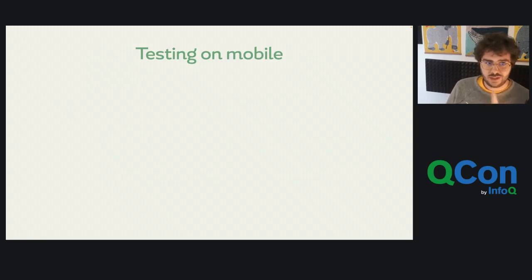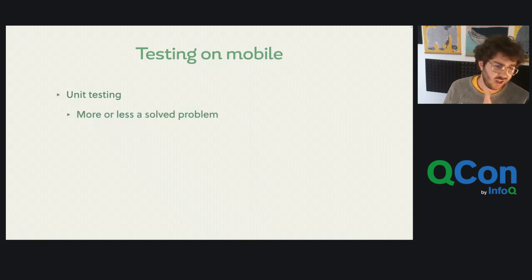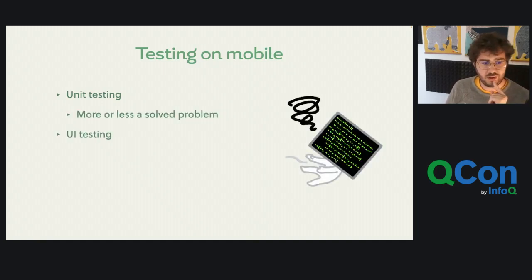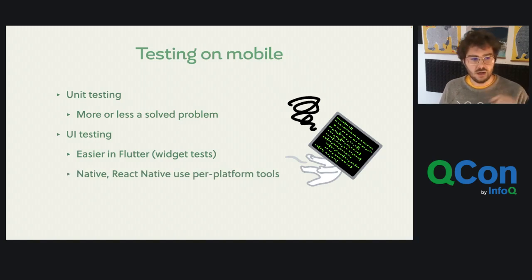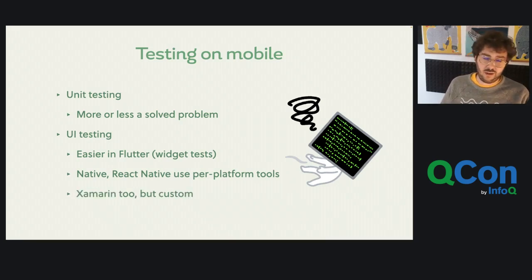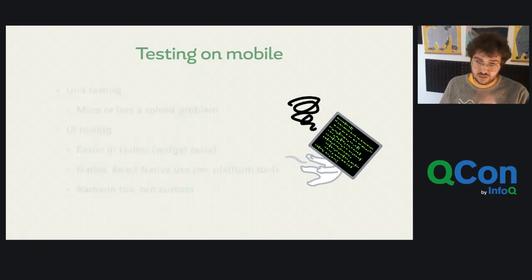Okay, last thing, testing on mobile. Remember, unit testing, kind of a solved problem on mobile, not that big of a deal. UI testing is where the problems are. As I mentioned earlier, Flutter is the framework with the best solutions when it comes to UI testing, because you can run so-called widget tests that are offline UI tests that are very useful, especially on the CI. Native and React Native will end up using per platform tools, and Xamarin as well, but I seem to remember their custom tools are still per platform.